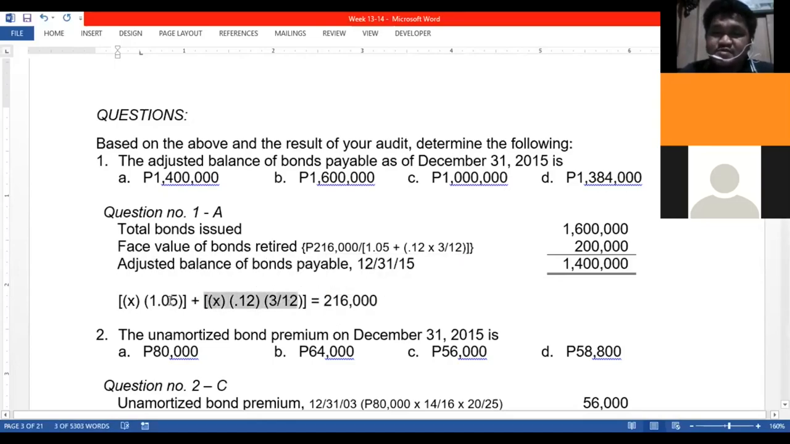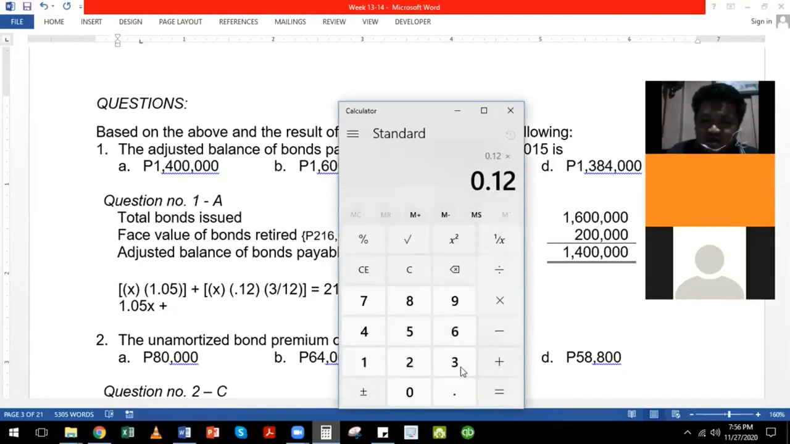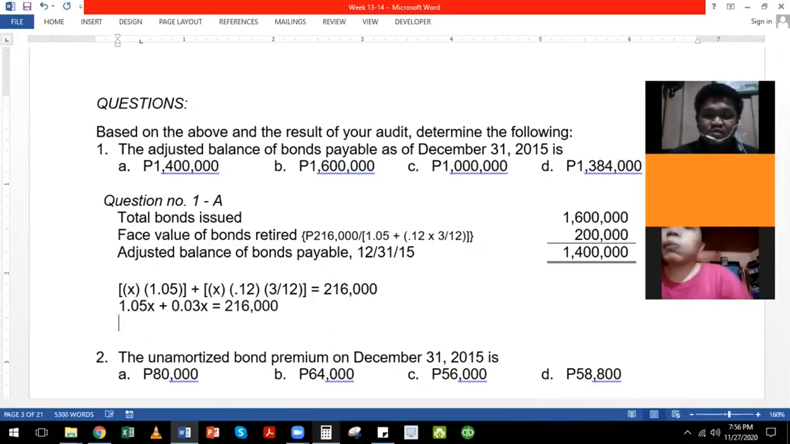So since our question here is the face amount, itong x. So how do we compute? x times 1.05, so 1.05x plus 0.12 times 3 divided by 12. So that is 0.03x, and that is 216. Then combine 1.05 plus 0.03, so 1.08x.